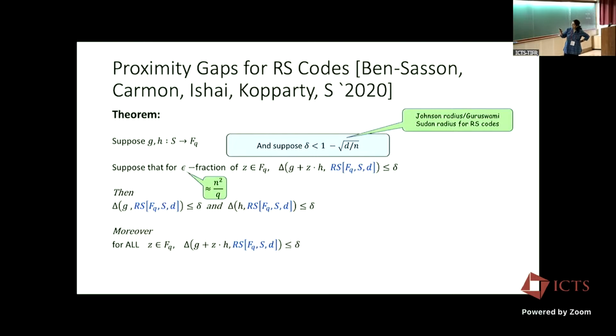I wrote n squared over q. There are constants in front of n squared over q. The gap between delta and 1 minus square root rho will show up as a constant. So if delta is 1 minus square root rho minus epsilon, then that epsilon will show up as a small constant in front of n squared. So there are constants here. One is the gap from the Johnson bound, and the other constant will be just the rate of the code, d over n, which will also show up as a constant in front. So if the rate is constant and the distance from the Johnson bound is constant, then it will be some constant times n squared over q.